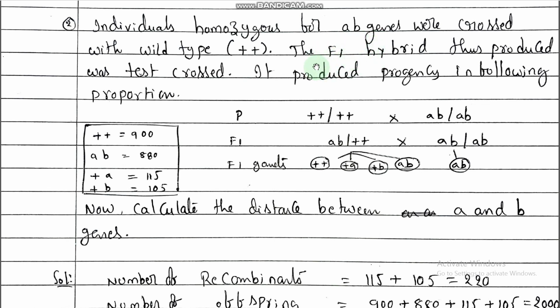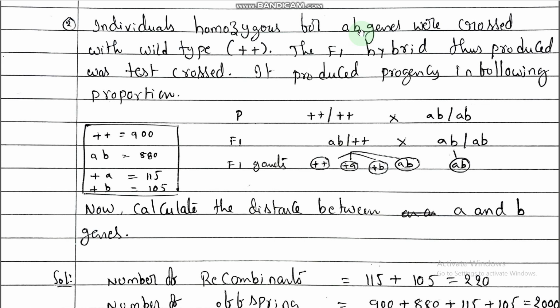Test cross means F1 with the recessive parent. So what is the recessive parent here? F1 into ab, right? It produced progeny in the following proportion. So some progenies are produced. Now calculate the distance between A and B genes. The distance between A and B genes, how much? How can you calculate the distance between A and B genes?